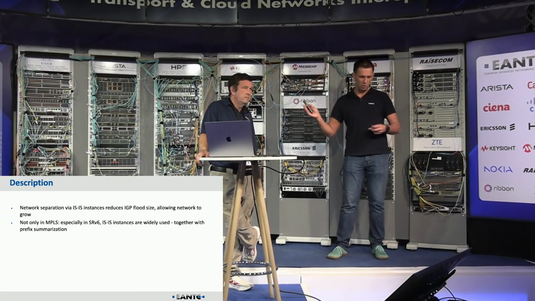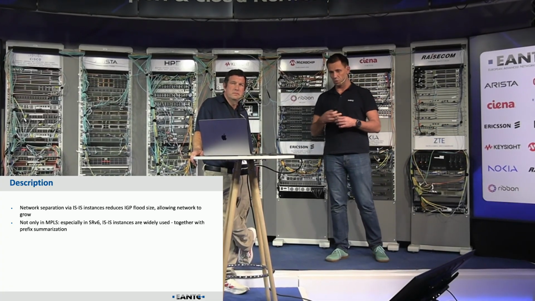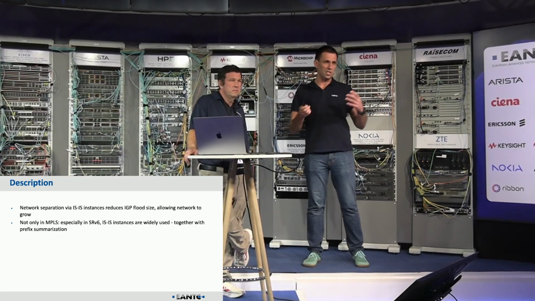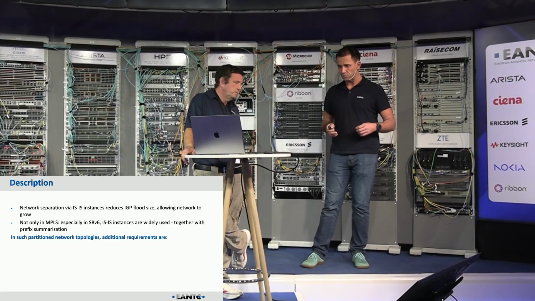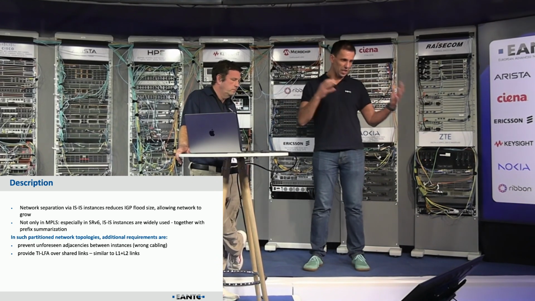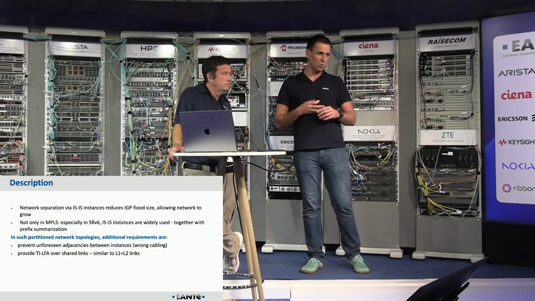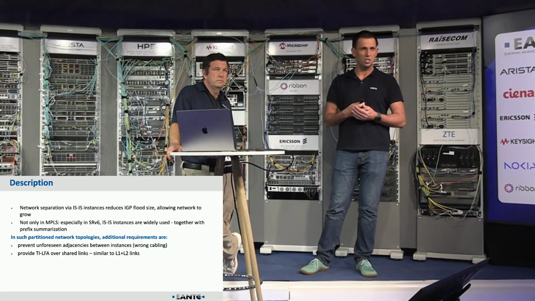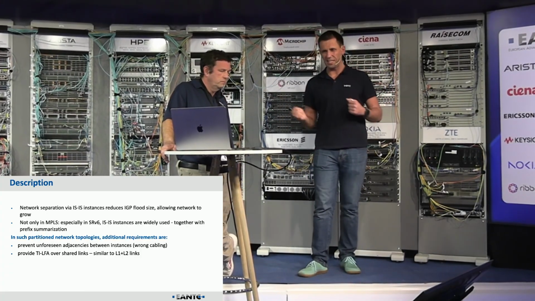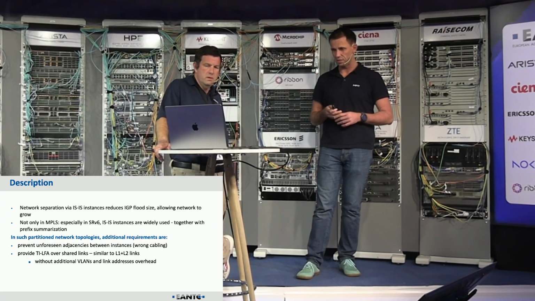Especially with new technologies like SRv6, ISIS instances are very well implemented and desired, widely used, especially when you do prefix summarization. In such a partition design, you would want to have some protection against wrong cabling. You also want to do TI-LFA, which is fast reroute across shared trunks, across shared backbone links, similar to what you do with L1 and L2, but protecting more than just one single instance together.